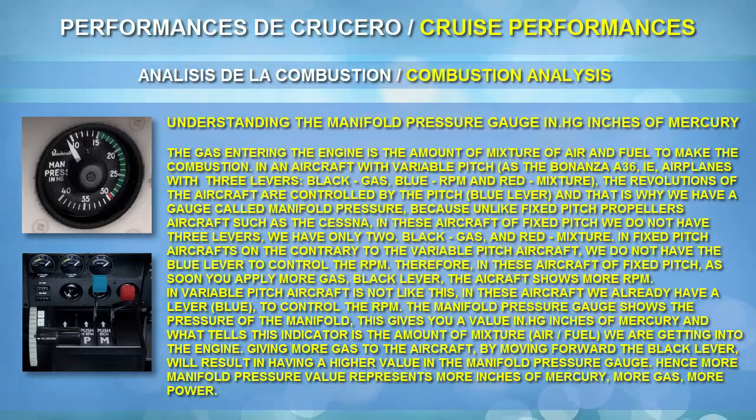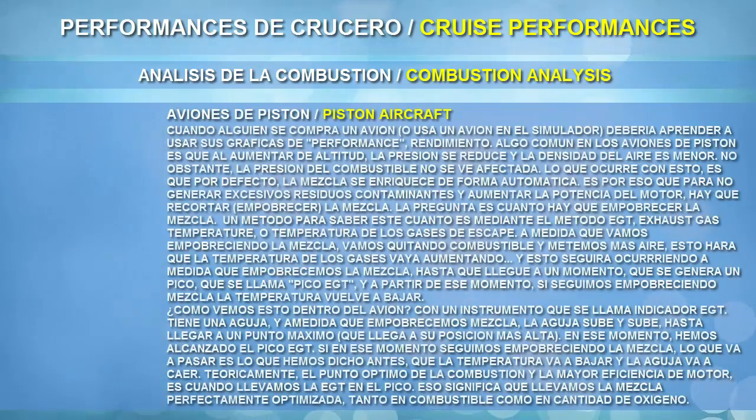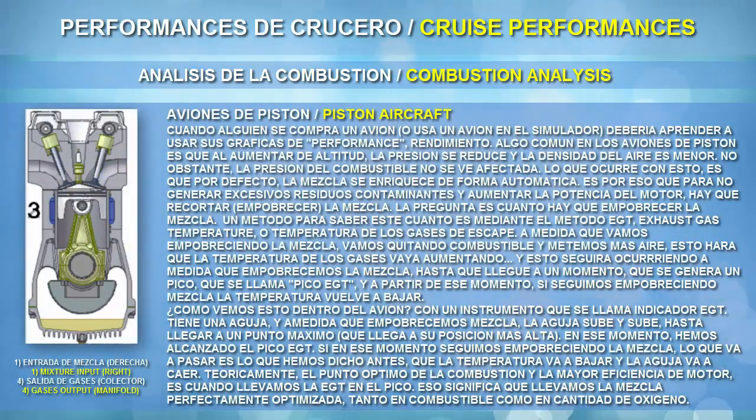The manifold pressure gauge shows pressures of the manifold. This gives you a value in inches of mercury, and what this indicator tells is the amount of mixture, air and fuel, we are getting into the engine. Giving more gas to the aircraft by moving the black lever forward will result in a higher value in the manifold pressure gauge. Hence, more manifold pressure, when we have more value in the manifold pressure, represents more inches of mercury and more gas, and consequently more power. Okay, so that is the mystery of the manifold pressure.